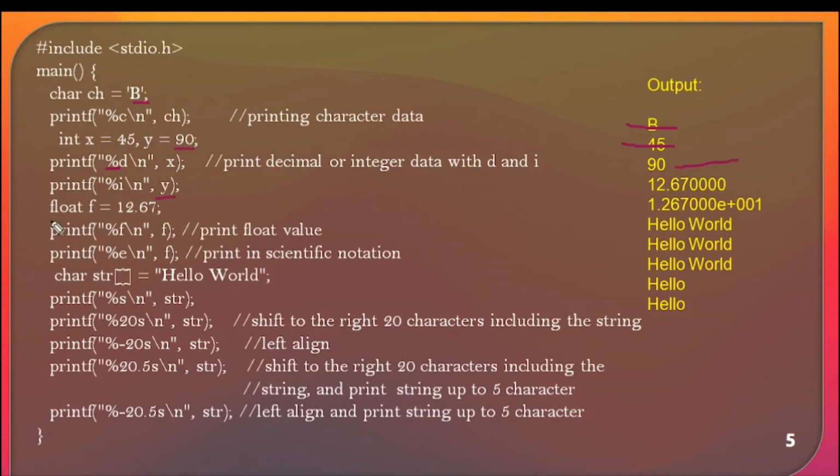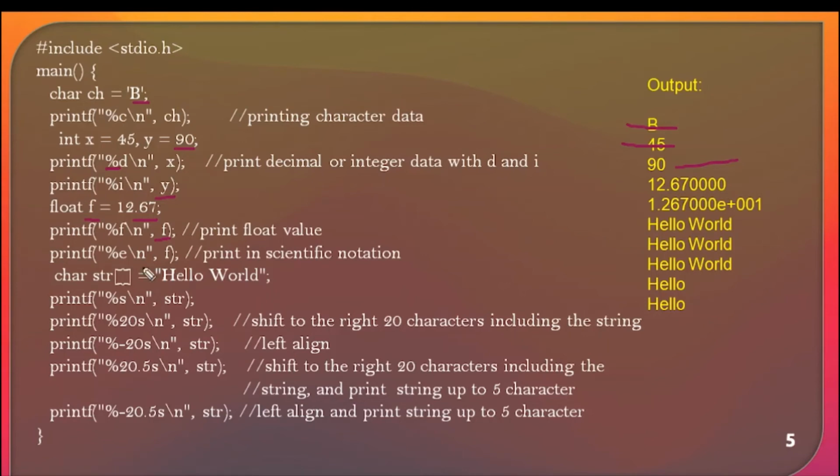Okay, here we declare a float variable f and assign the value 12.67. This float value can be displayed by using the %f format specifier. Here we used %f, and we specify which value is to be displayed, that is the variable f. So it prints 12.67. A float shows 6 decimal places after the decimal point, so the other places are filled with zeros.